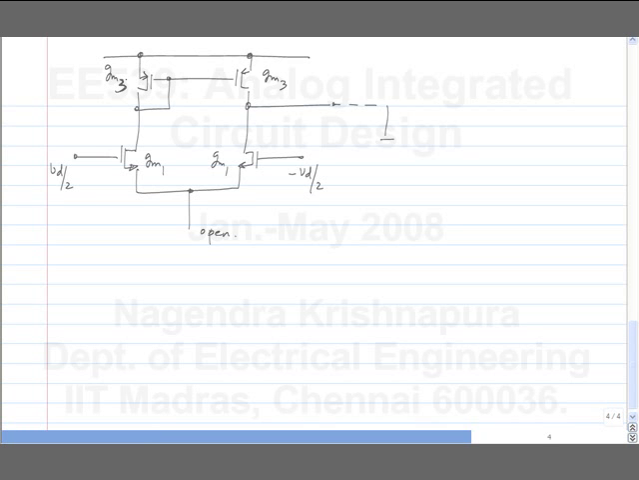Okay. So what is the answer then? The tail node is 0. What is the incremental current flowing here? It's GM1 times VD by 2. Okay. And here it is upwards and GM1 times VD by 2. And this GM1 times VD by 2 gets mirrored by this current mirror.